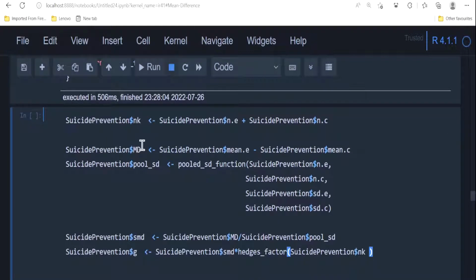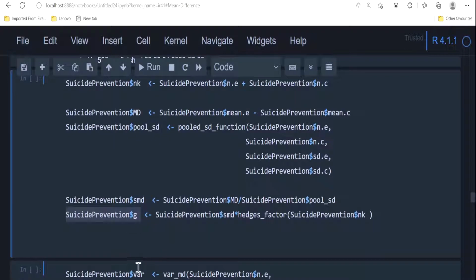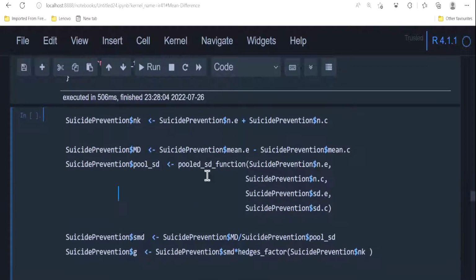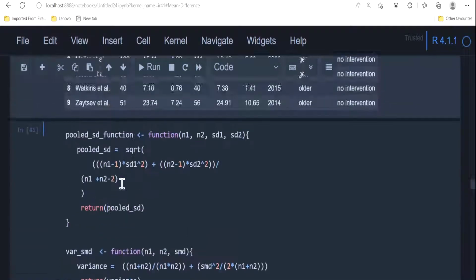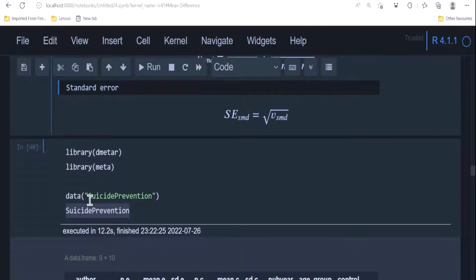So now I already have the G, and I can simply run this, and I will have the Hedges' G value. After that, what I need is the variance, and once I get the variance, I can simply calculate my weight, and once I have the weight, I can pool them, and that's how I proceed. So the pooled standard deviation is there. Okay, now I have to run it. Hopefully it works, but I can also go back and run it and see.